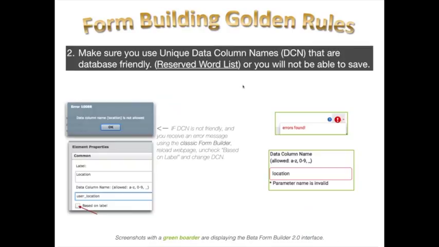Our second form builder golden rule is to make sure that you use unique data column names that are database friendly. And I have a link to the words that are considered reserved words that you can't actually save your form using. Now you'll see that I have 2 screenshots here, one on the left and one on the right. The one on the left is using our classic form builder, where the one on the right is showing the error messages that we have with our beta form builder 2.0.